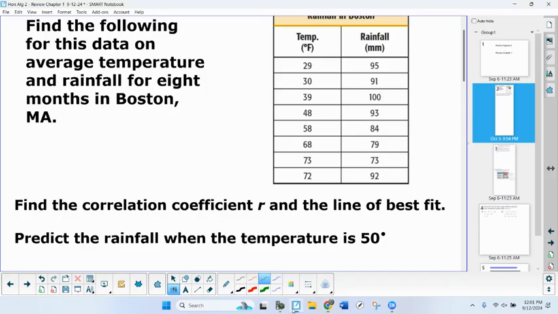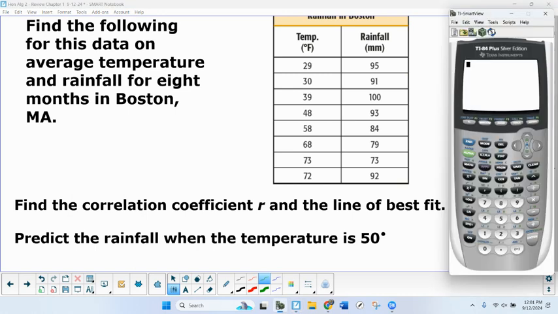All right, so looking at this, find the following for this data on the average temperature and the rainfall for 8 different months in Boston. Find the correlation coefficient and the line of best fit. How do I put this in my calculator? Where do I go first?